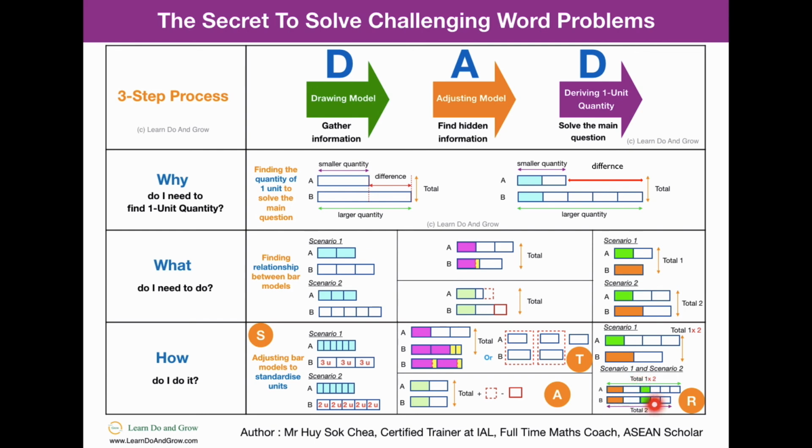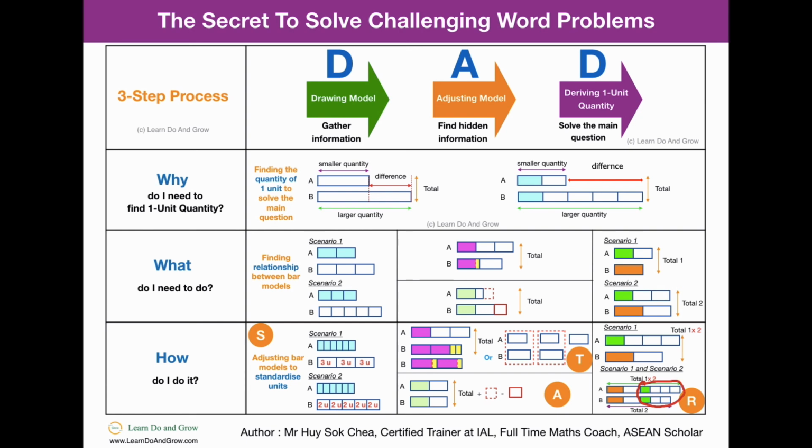Then look at it again. It is just another comparison model. I have a larger quantity. I have a smaller quantity. You got it? And look at it. Orange, orange, orange, orange over here is the same quantity. I can just eliminate it. So I only focus on this part.